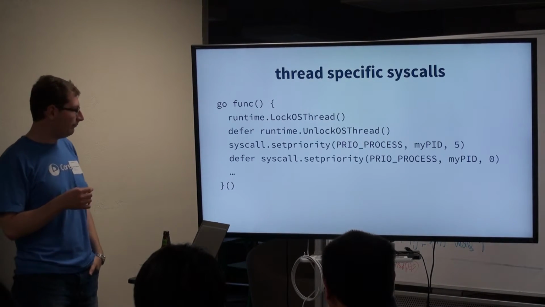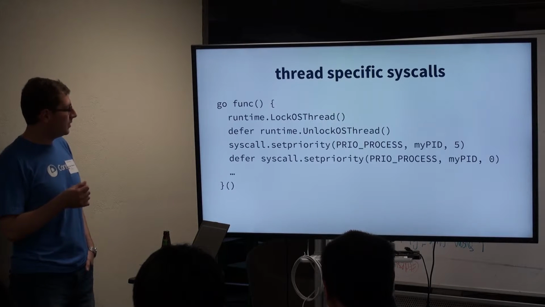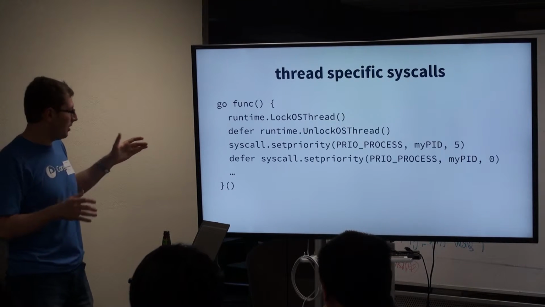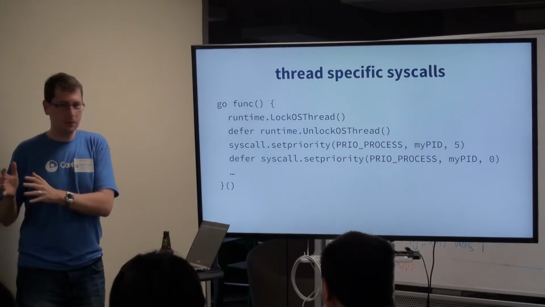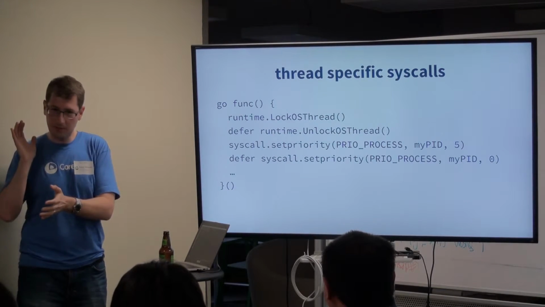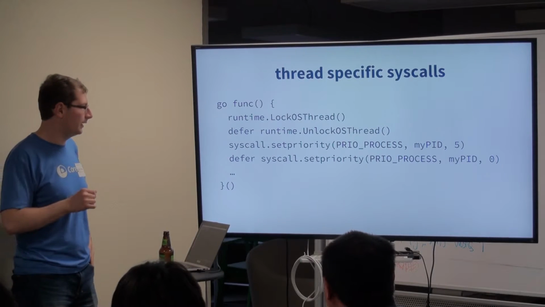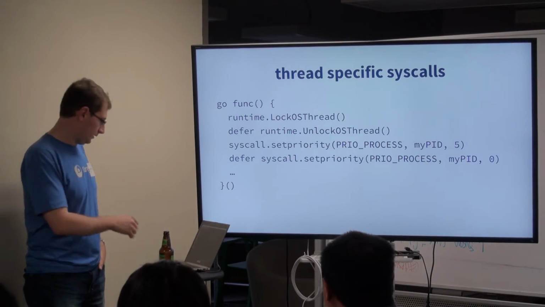But that will almost solve the problem, right? We lock the thread, we set the priority, and when we are done, we clean up, reset the priority back, and undo the pin.